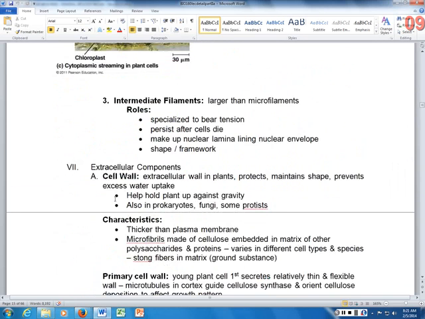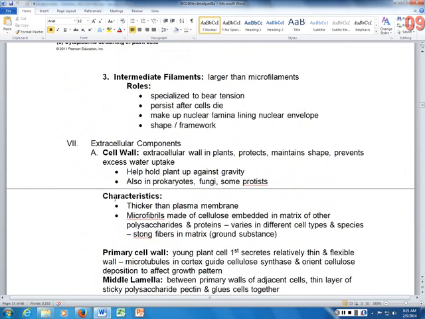And then your intermediate filaments are larger than the microfilaments. They're intermediate in size. They also help to bear tension forces. These will persist after the cell dies. They don't break down as easily. They help make up the nuclear lamina, lining the nuclear envelope to give it a little bit more strength.